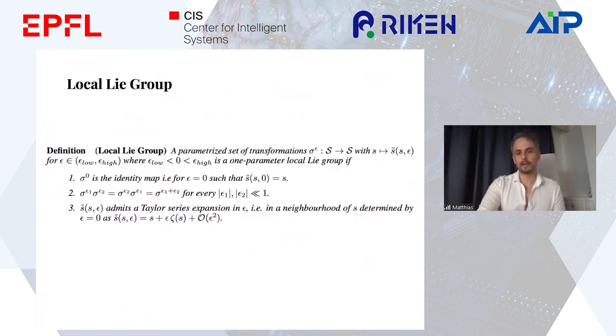I'm going to be very sparing with formulas today, but here's one. The symmetries we're talking about are local Lie groups, and they basically have to obey three properties: there's an identity element, they can be composed either way, so that's commutative, and they admit a Taylor series expansion. That means for every point locally, I can write the symmetry shift as a linear shift in epsilon times some function theta of S.